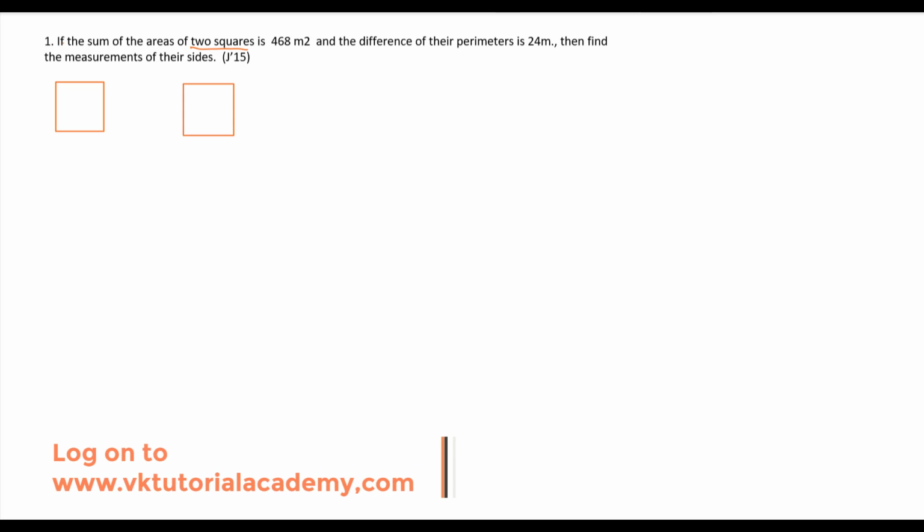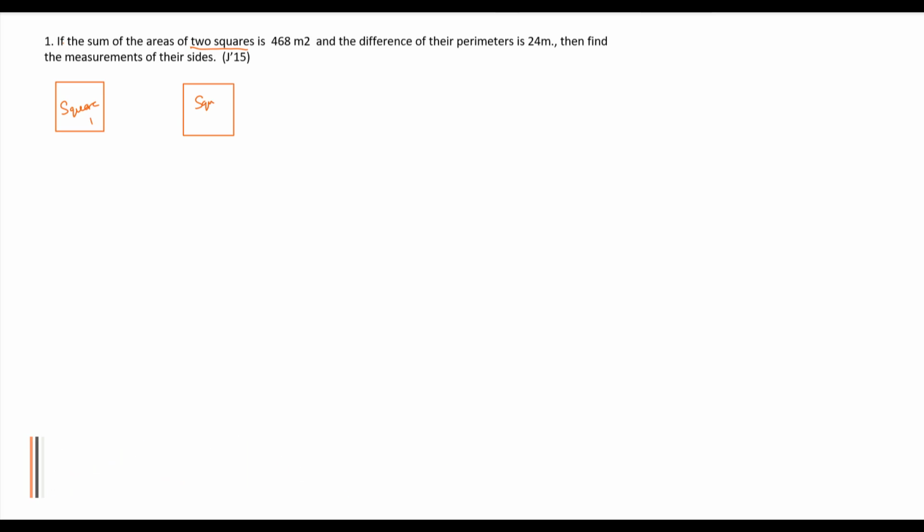So when I read the first statement, I understand that there are two squares. So let me draw those two squares. So this is the first square and here's a second square. Okay, so this is our square 1 and square 2. And when you read the first statement, we understand that when we add the area of first square and we add the area of second square, we get the answer as 468 meters square. So let this be aside.